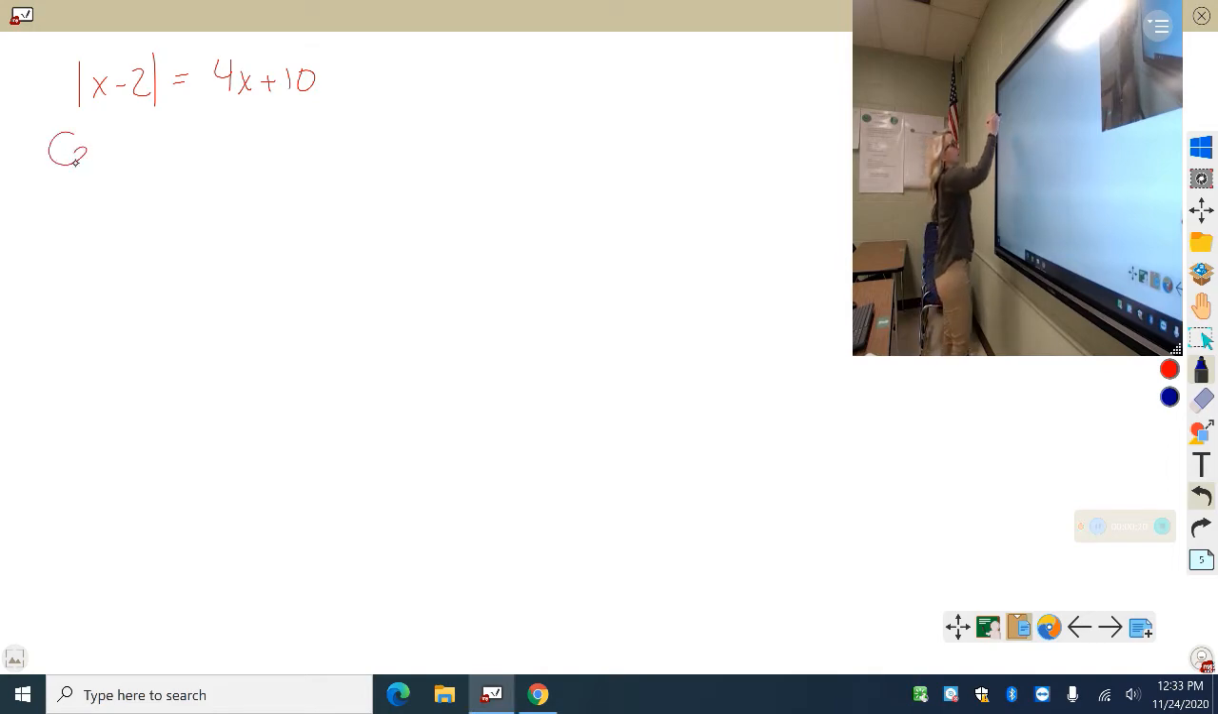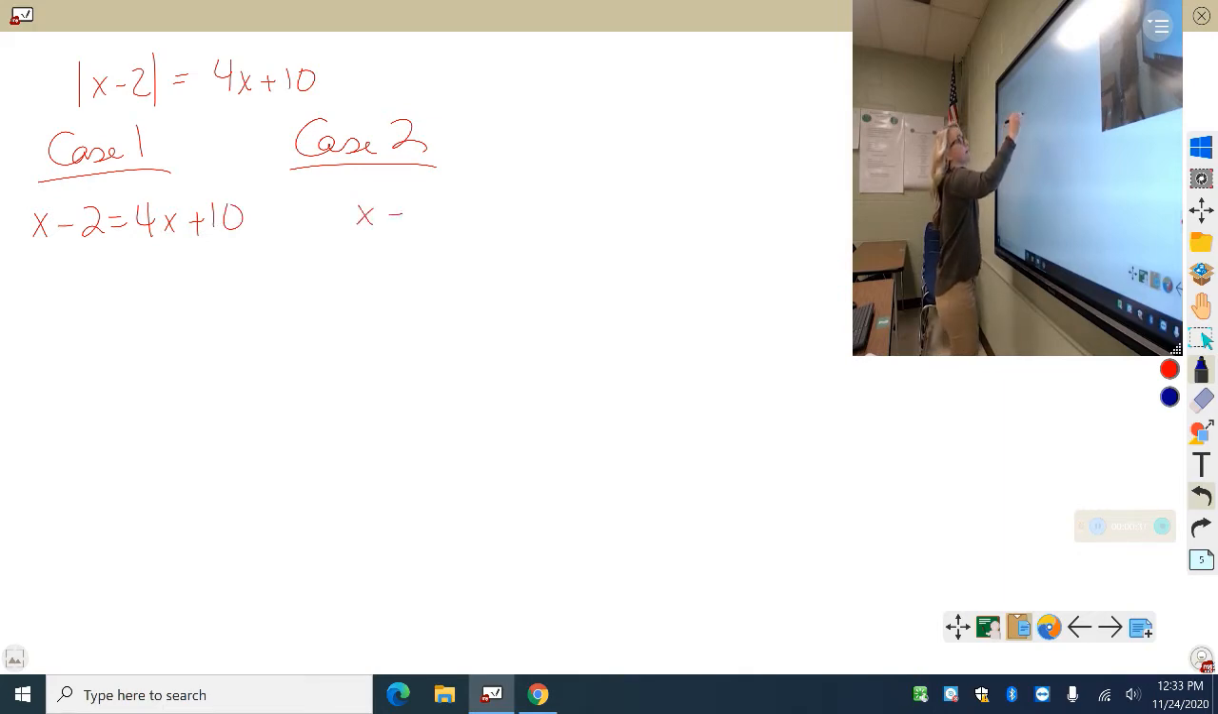So that means I can go ahead and set up my case 1, case 2. Case 1: x minus 2 equals the positive 4x plus 10. Case 2: x minus 2 equals the negative 4x plus 10. Solve both equations.